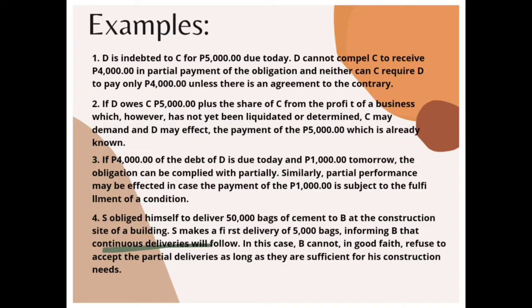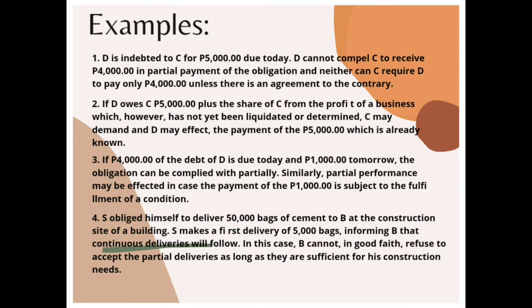So, here are the examples. Number 1. D is indebted to C for 5,000 pesos due today. D cannot compel C to receive 4,000 in partial payment of the obligation. Neither can C require D to pay only 4,000 pesos unless there is an agreement to the contrary. So dito, si D may utang kay C na 5,000 pesos. Hindi pwedeng 4,000 lang yung ibayad ni D kay C.